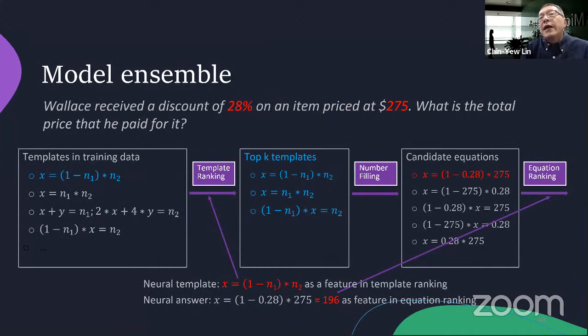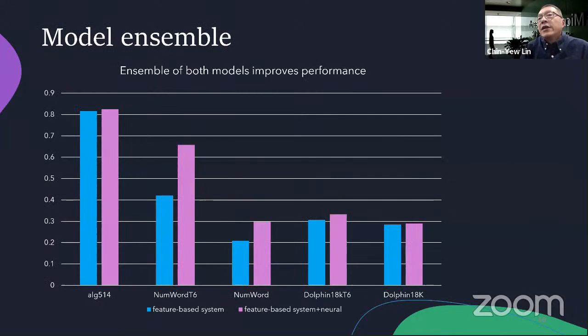We can use the neural result to score the template, right? We say, okay, the template I saw, the neural template also agreed, this is a good one. Then we can say yes. And then in the answer ranking part, we can also say the result executed through the neural answer agrees with some of their equations, ranking them high. So we also say, yes, this agrees with neural. Using these 2 extra features, we can do an ensemble. By doing ensemble, you can see this ensemble system does better than the feature-based method.